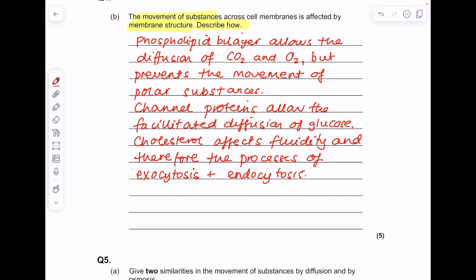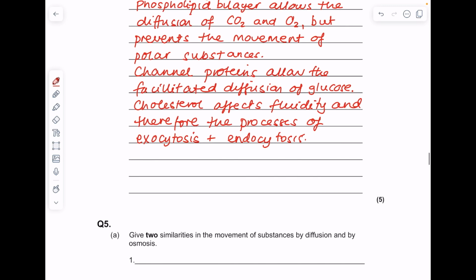Based on the wording of the question where it says the movement of substances across cell membranes is affected by membrane structure, we can also talk about the factors which influence this overall, such as the surface area. So membrane surface area determines how much diffusion can take place.